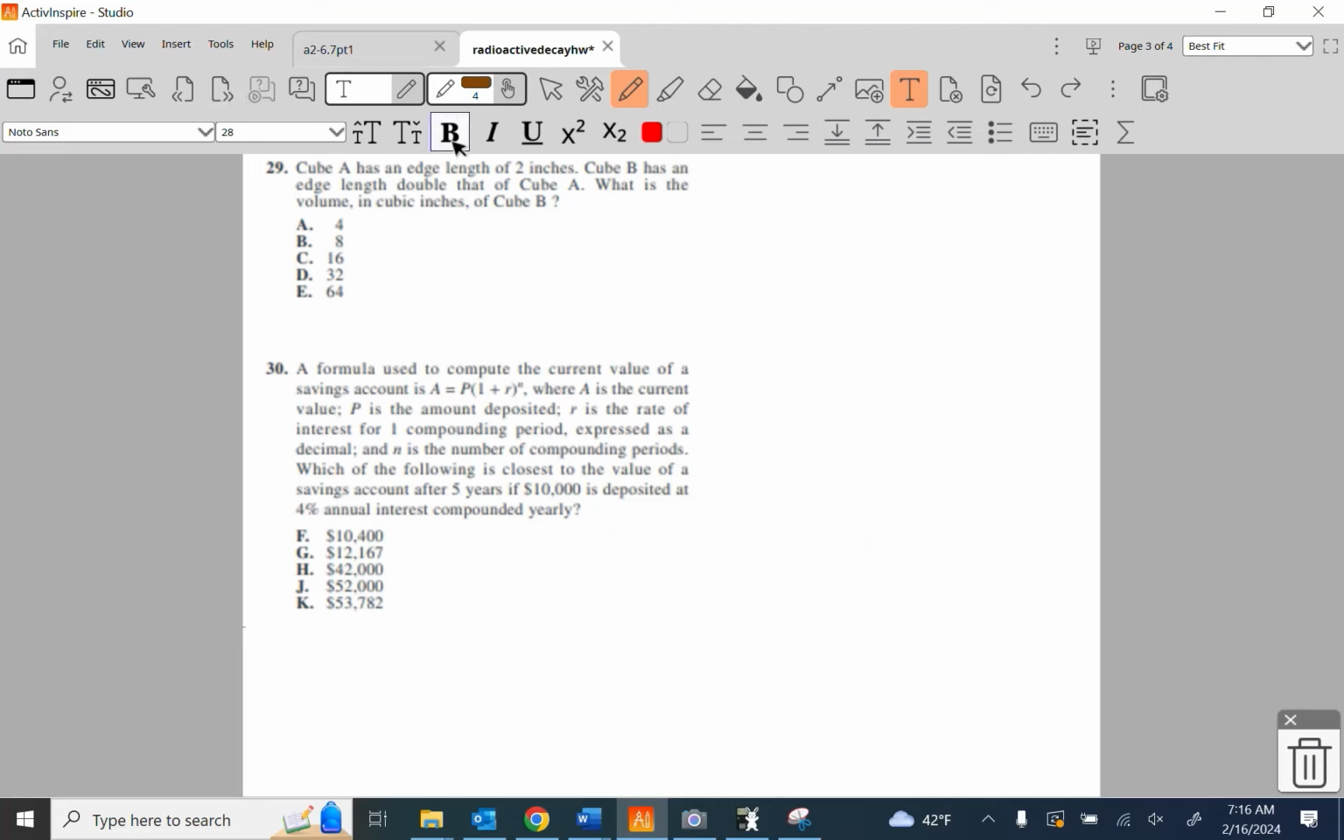Cube A has an edge length of 2 inches. Cube B has an edge length double that of cube A. So cube B has edge length 4 inches.